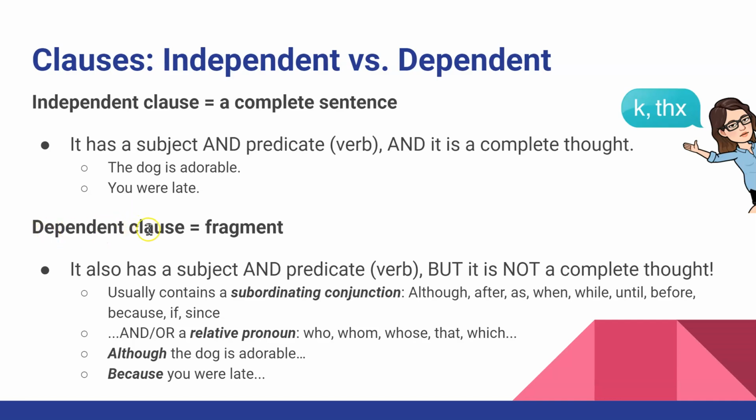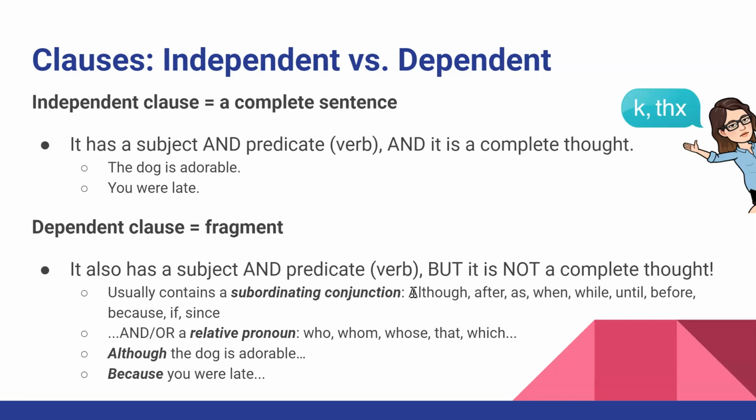Now, dependent clauses, though, are a fragment because even if it has a subject and a predicate, there's something about it that's messing it up and making it not a complete thought after all. Most dependent clauses have a subordinating conjunction. I like to remember the acronym AWUBIS: after, as, when, while, until, before, because, if, since, although. These are the 10 most frequent subordinating conjunctions, but obviously there's a bunch more of them, including the word unless.